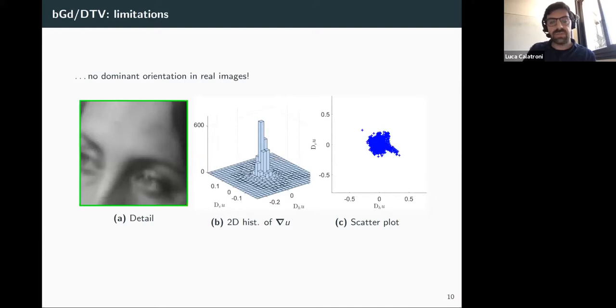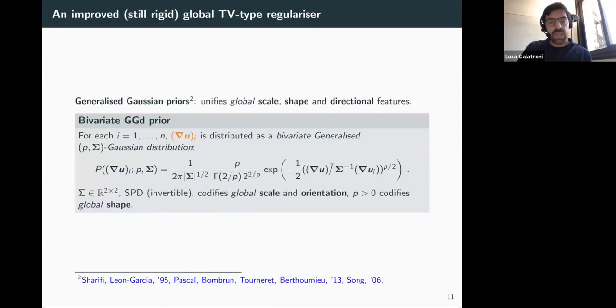While, of course, in the case of homogeneous regions, we don't have a clear directional preference. So it's still a bit restrictive, not allowing these local features to be defined at each point in a different way. So before I move to the second part of my talk, let me say that combining everything I said so far, we could also think of defining a different prior distribution on local gradients where all these parameters, so the scale, the shape, and the directional features are encoded at a global level. And it takes this form.